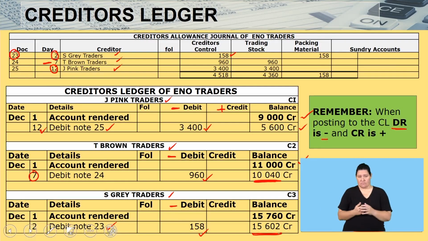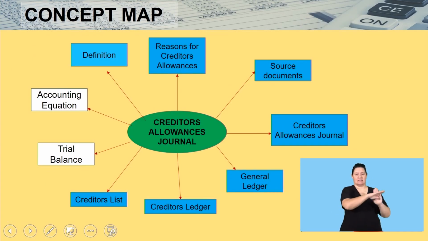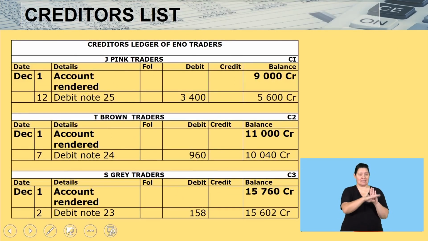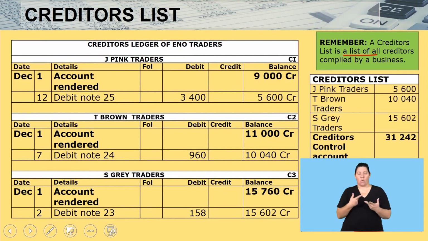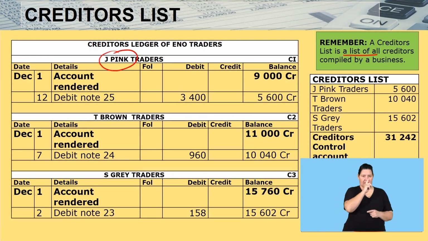All right. Now, let's quickly move on to our creditors list. The creditors list is simply a list of all our creditors, indicating how much we owe them. Remember, a creditors list is a list of all creditors that is compiled by a business. The first creditor that we have is J Pink. And how much do we owe J Pink? 5,600. So you have it there.